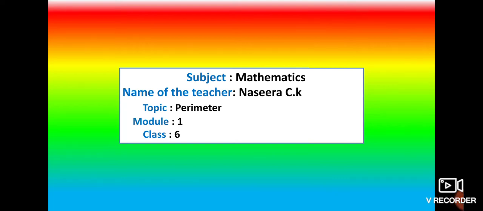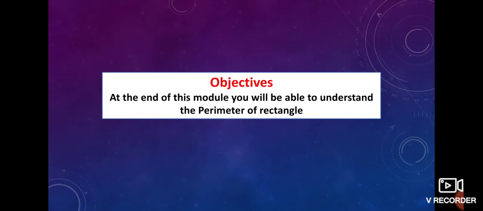Dear students, today let's start our 10th chapter. Chapter's name: mensuration. In that chapter, a small topic, perimeter, is discussed today. The topic is perimeter. At the end of this module, you will be able to understand the perimeter of a rectangle.